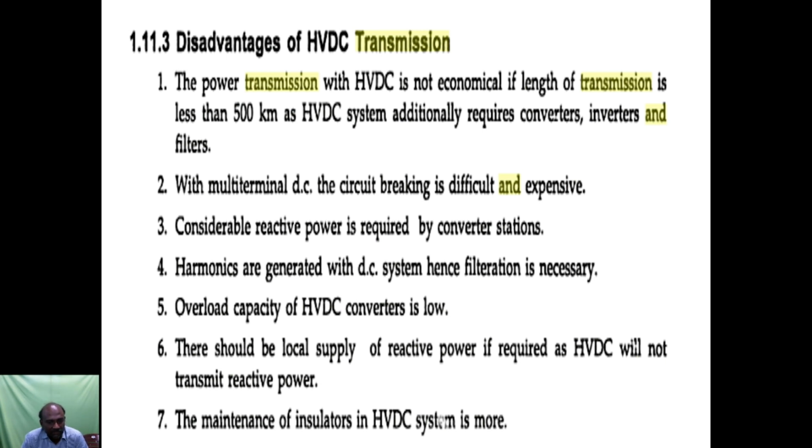There should be a local supply of reactive power if required, as HVDC will not transmit reactive power. There is no transmission of reactive power like in EHV AC. So we need a local supply of reactive power. Whenever and wherever we need, we have to locally supply the reactive power for reactive power compensation in order to maintain the voltage. The maintenance of insulators in the HVDC system is more. The cost involved in maintenance of insulators is very high in the HVDC system. So in these ways, HVDC transmission has some disadvantages too.